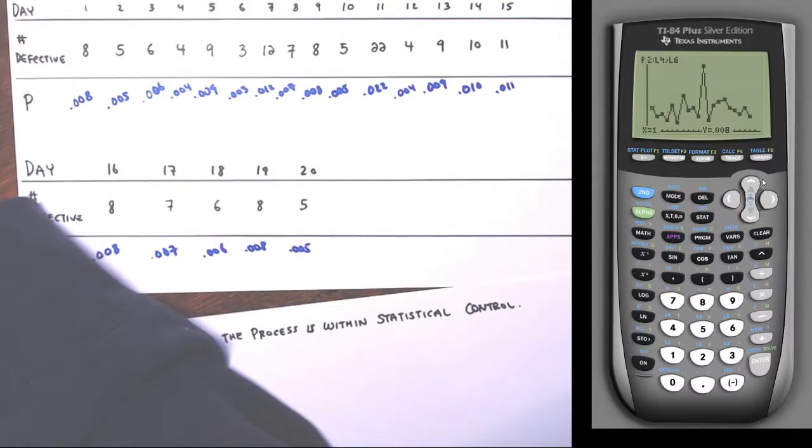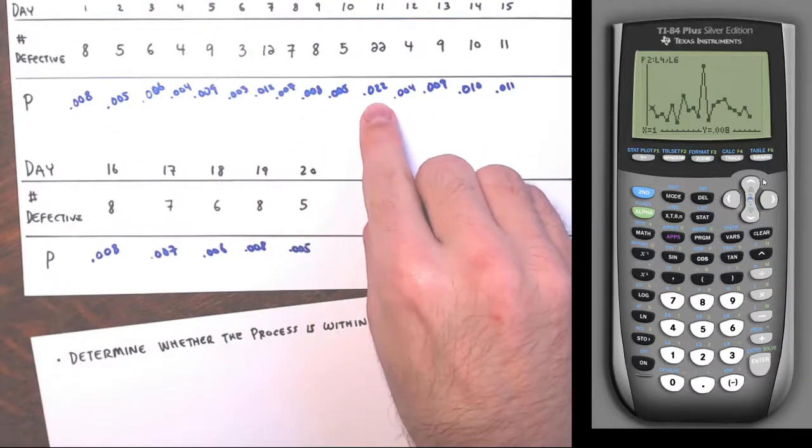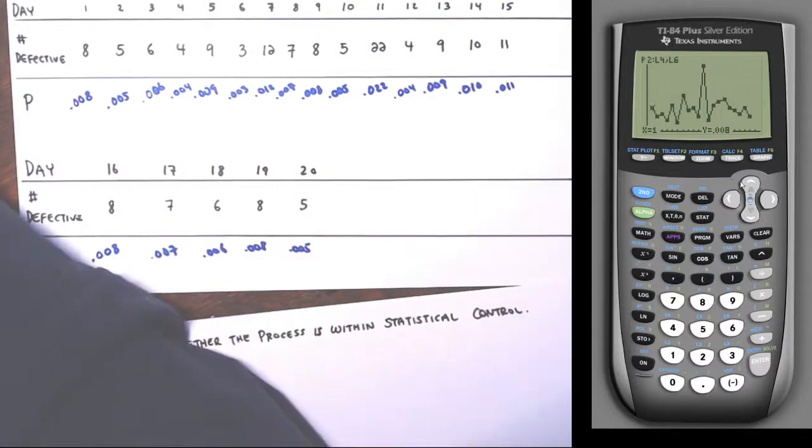And you guessed it, that's day 11. Let me scroll through here. Day 11, right? With that 2.2% defective rate. Yikes, right? And that seems to be way high compared to the rest of them. Now, again, I haven't totally verified that it is above the upper control limit, but we'll see in a minute.